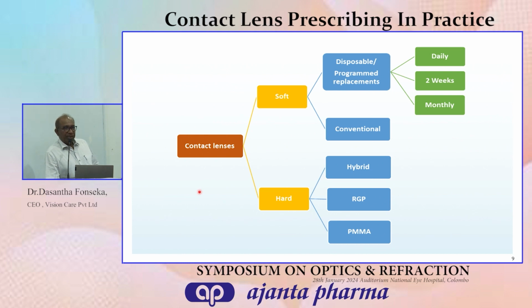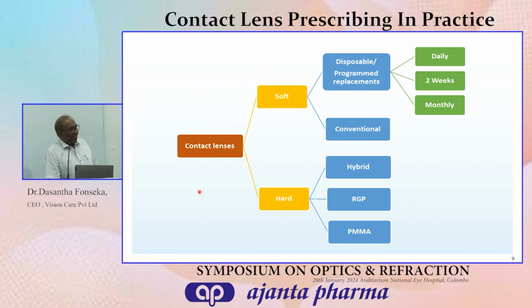The disposable means you wear in the morning and throw it out, the daily disposables, which are very, very expensive. The other lenses are called planned replacement systems, where you use the lens in the morning and remove it and put it in the case. Some are for 2 weeks, some are for 1 month. And then conventional is what we use for one year. You wear it in the morning and remove it, and you use it for 1 year.